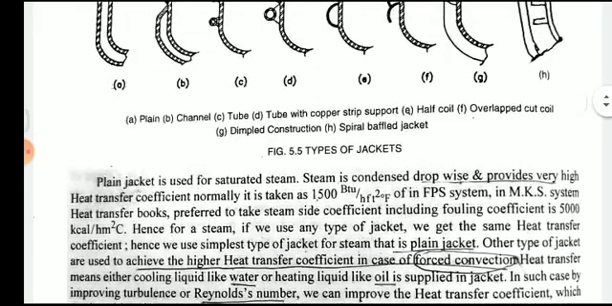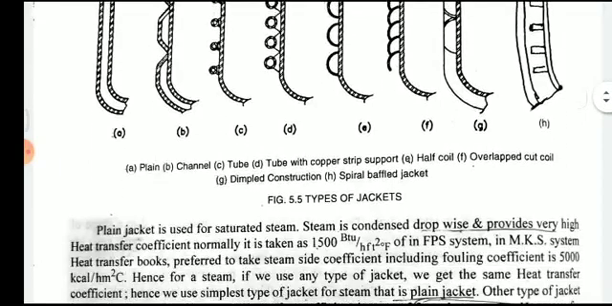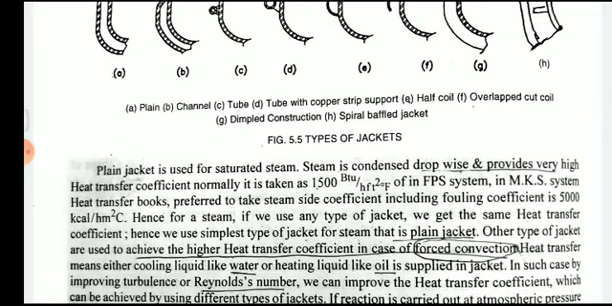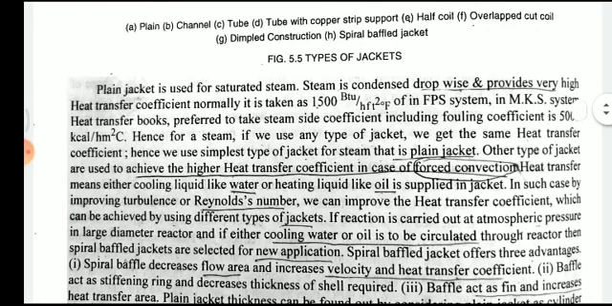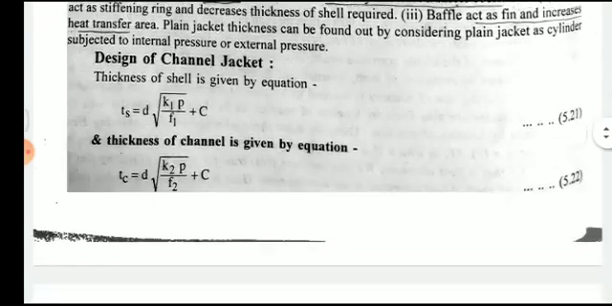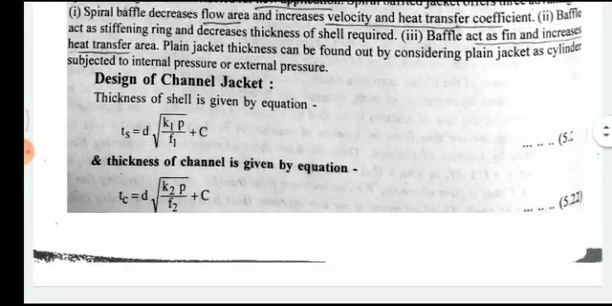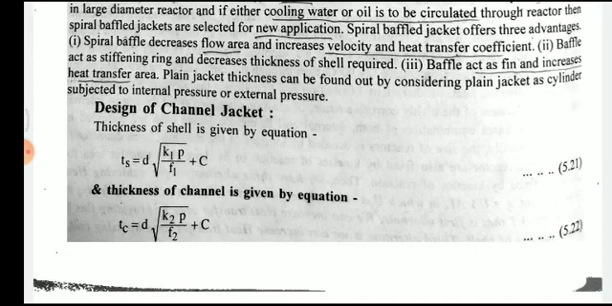There are a number of types of jackets available, but the most common are the channel jacket as well as the spiral baffle jacket. Spiral baffle jackets have the highest heat transfer coefficient, and the velocity is higher in that jacket. So now let's do the design of the channel jacket first.